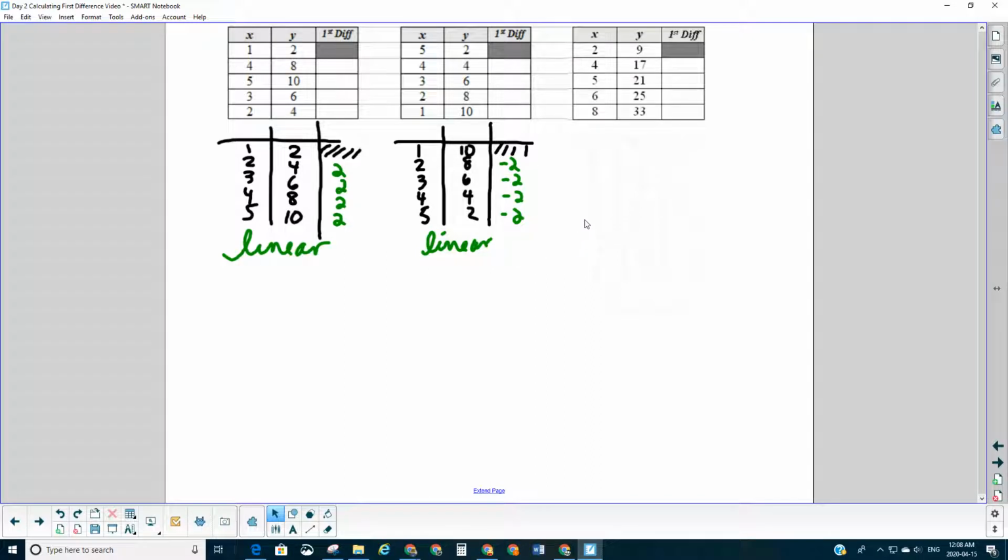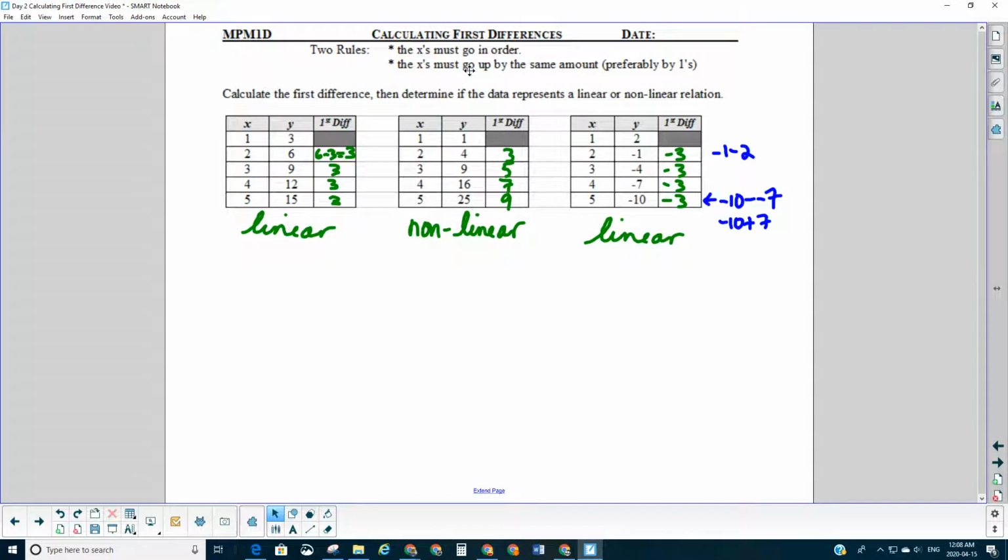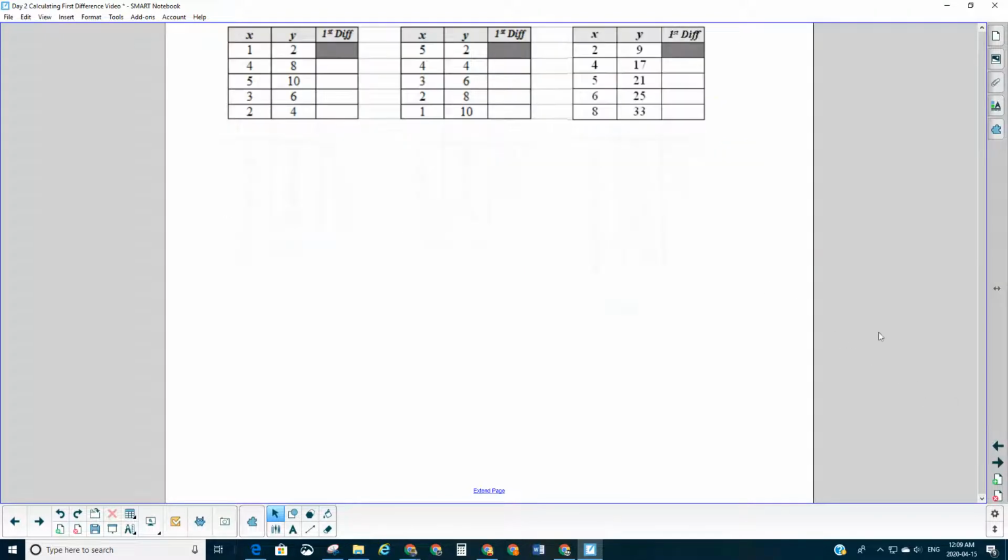What about this next one? Well, this goes 2, 4, 5, 6, 8. They're in order, but the second rule states that the x's must go up by the same amount, preferably go up by 1s. So if the x's don't jump on the same 1s, how could we check the y values? So we have to make sure they go up by the same amount. So again, we're going to have to reorganize this.